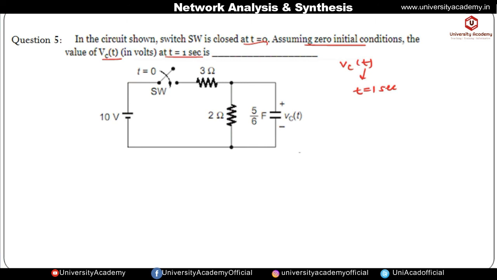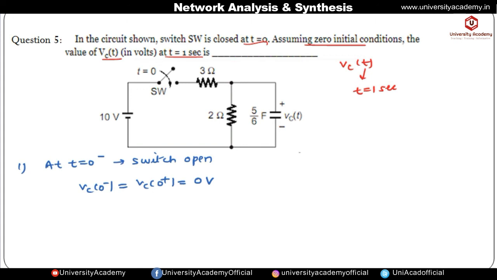First of all we will solve for t equal to 0 negative. At t equal to 0 negative, this switch is initially open, because it is getting closed at t equal to 0, and the circuit is under the steady state, and they already said zero initial condition. It means there is no voltage across the capacitor. So Vc(0 negative) is equal to Vc(0 positive), which is equal to 0 volt.